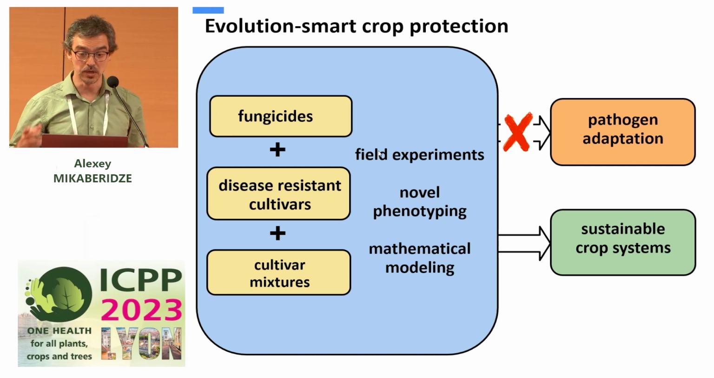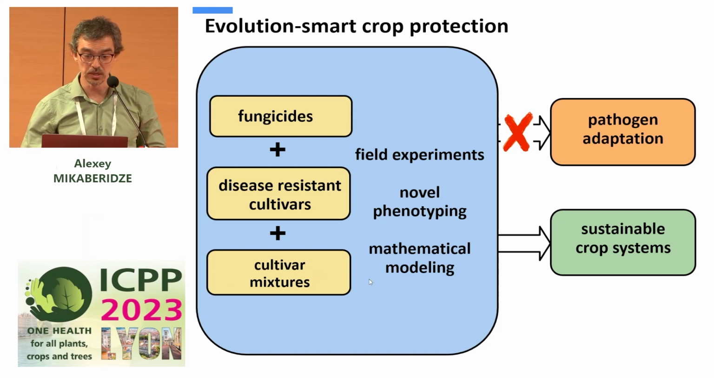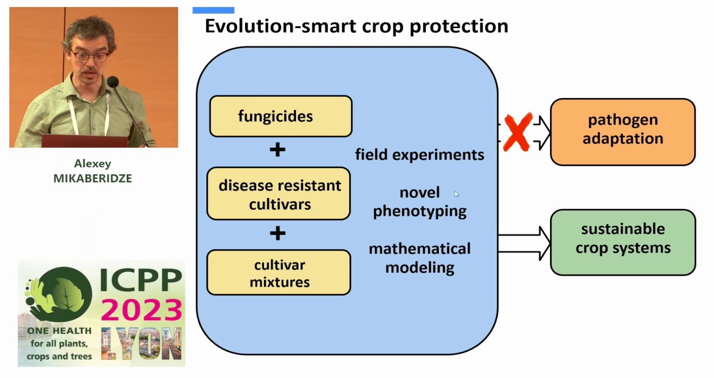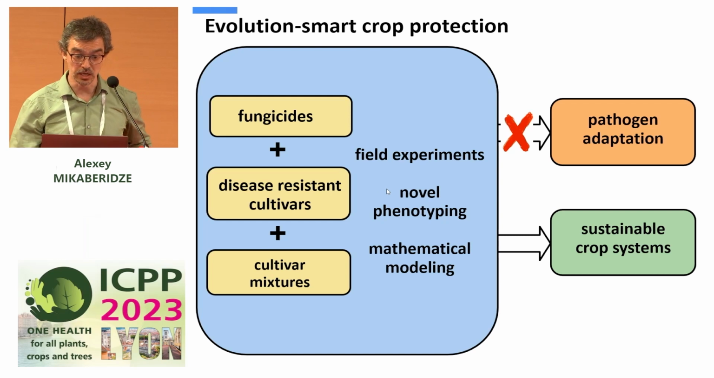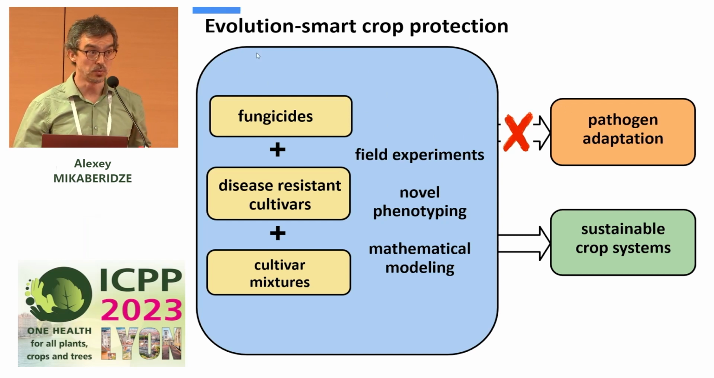For this, we need to conduct field experiments, but also boost them with novel phenotyping techniques, and use mathematical modeling so that we have a quantitative prediction of what can happen in the field. Today, I will talk about cultivar mixtures and show you how we can combine these approaches. When we do that, we can impede pathogen adaptation and achieve evolution-smart crop protection, which would lead to more sustainable crop systems. So let's start with field experiments.